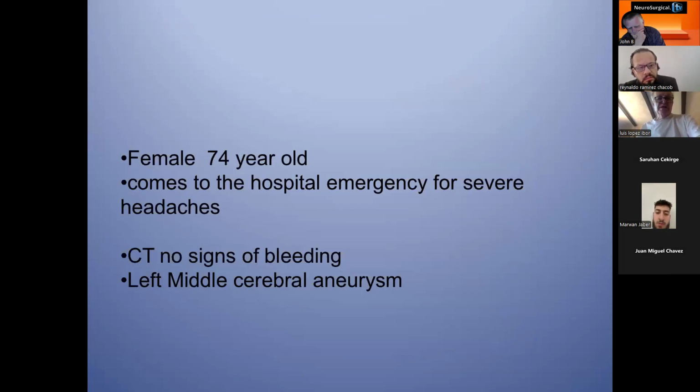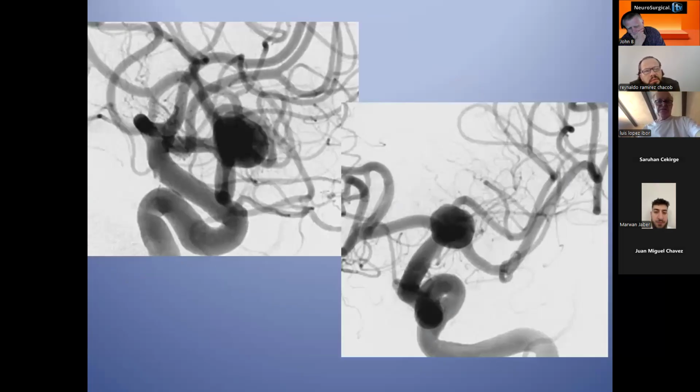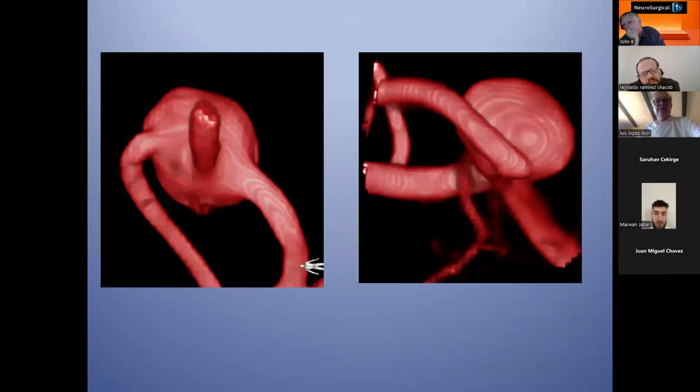Sometimes this patient comes in emergency with headaches, no sign of bleeding, a middle cerebral artery aneurysm. This is the lateral view, AP view. They have a short MCA, similar to an accessory MCA. It's not accessory, but the problem is you have the branch in the wall of the aneurysm. This is the difficulty.